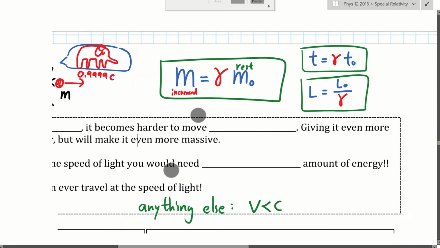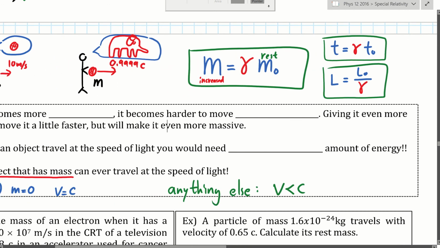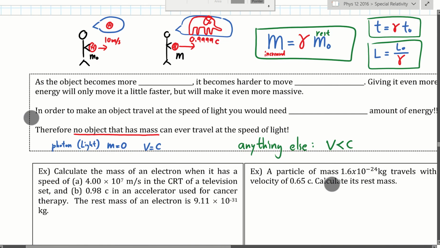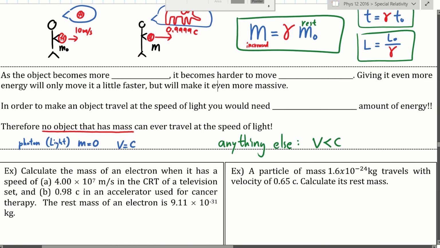Now, let's look at the next part. As the object becomes more massive, it becomes harder to move even faster.